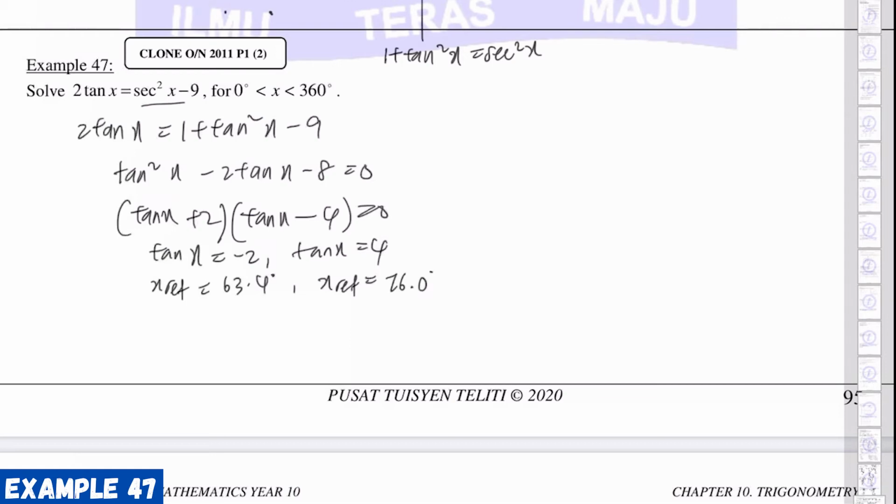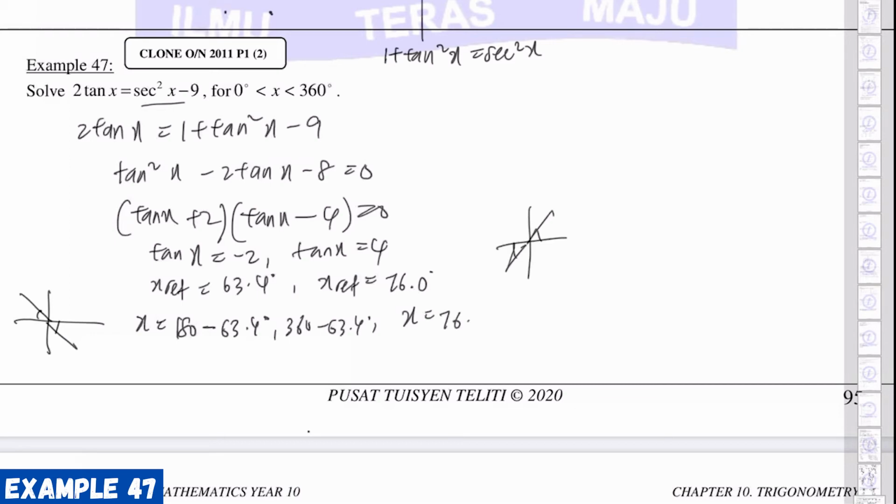76.0. Now tangent is negative in which quadrant? Quadrant number 2 and number 4. So we take 180 minus, 360 minus. For tangent x equals 4, it is positive, so it's quadrant number 1 and 3. Quadrant 1 is 76.0, quadrant 3 is 180 plus. So you don't really have to arrange it in order. You can just subtract and write in this manner. 296.6, this is just 76.0, 256.0. Okay, that's all.